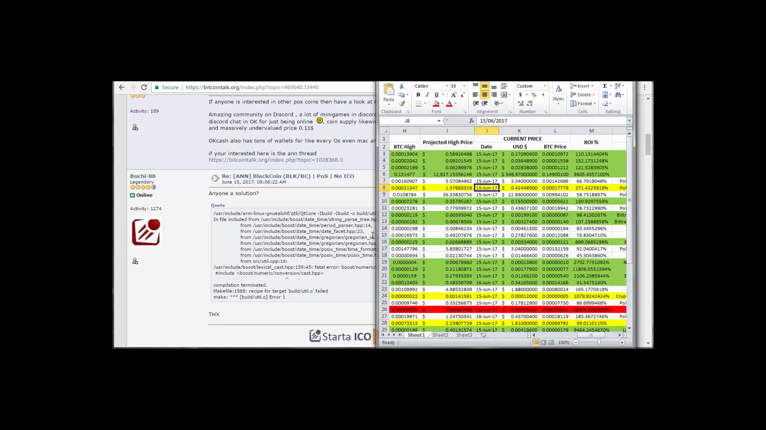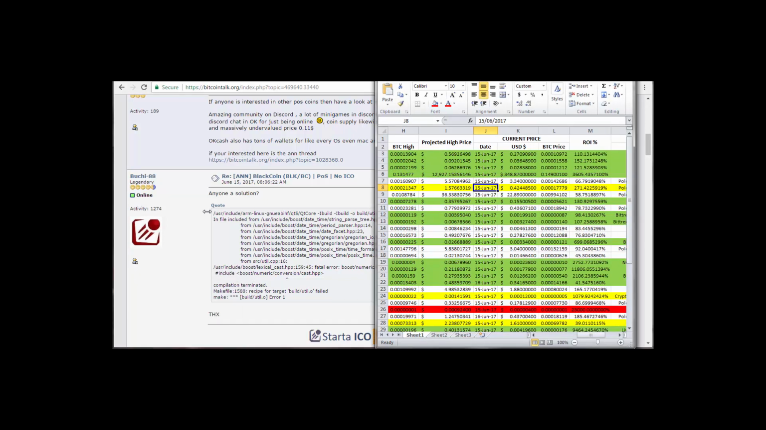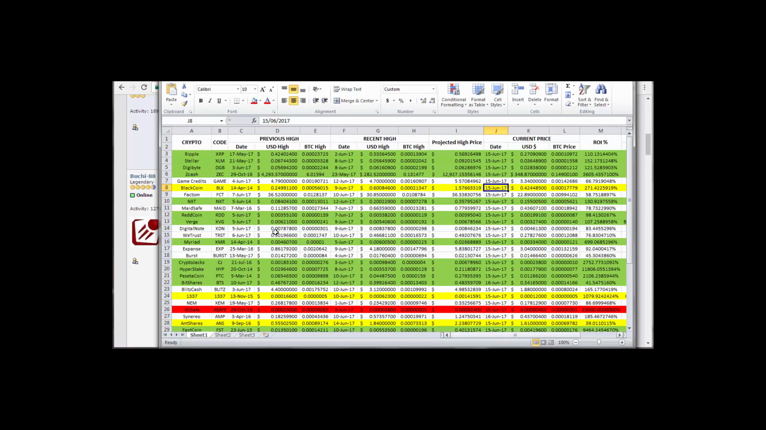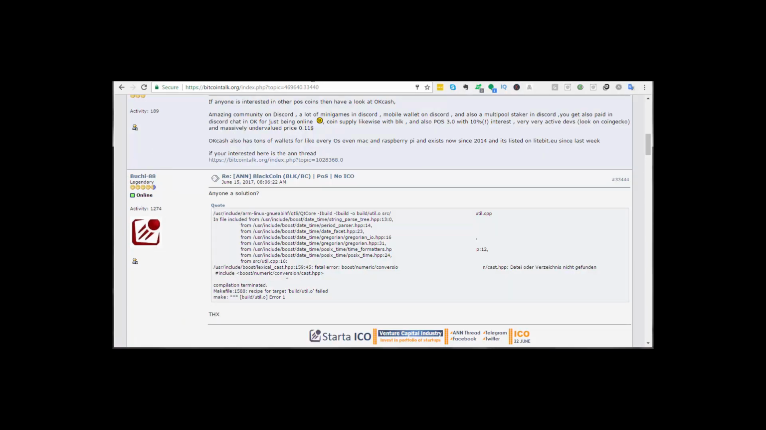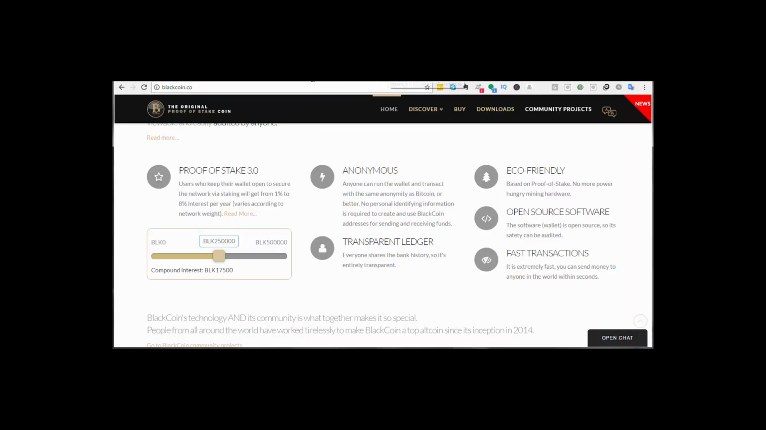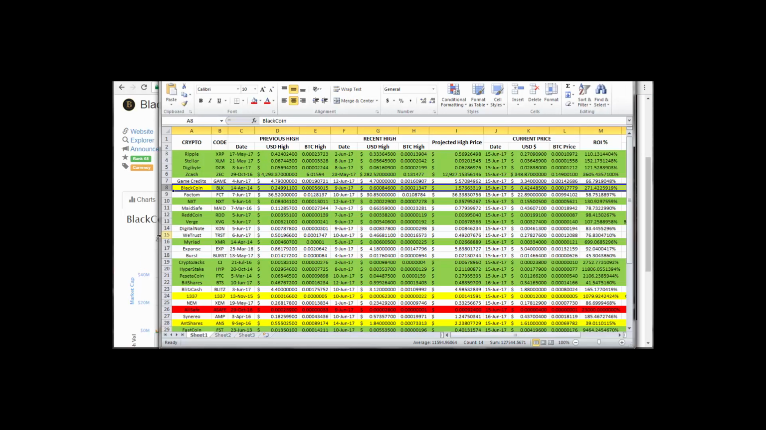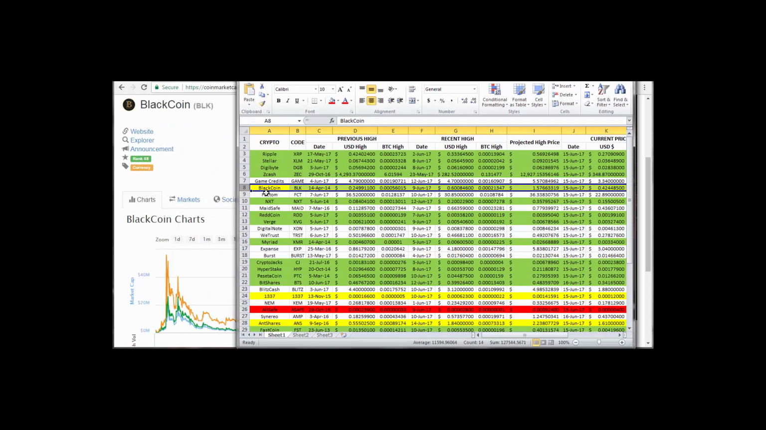So I've got here a spreadsheet. This is the Blackcoin here, I'm just going to highlight that. How do I explain this? Let me go back to CoinMarketCap so you can understand what I'm talking about. Okay, so this is Blackcoin. Here's my spreadsheet that I created.